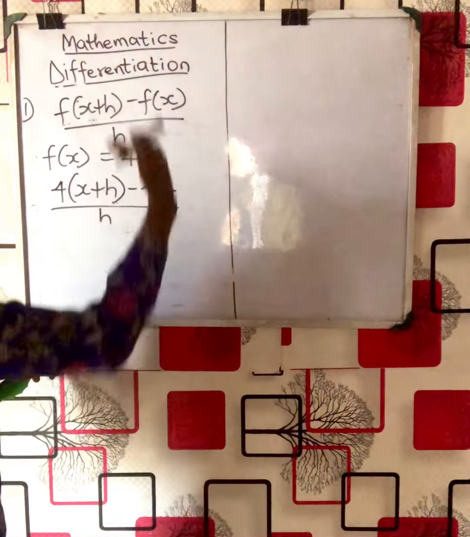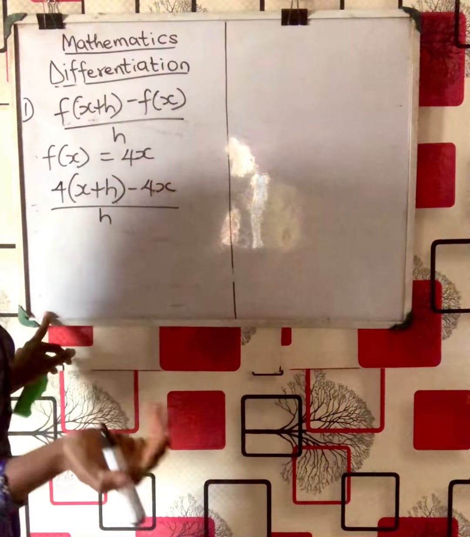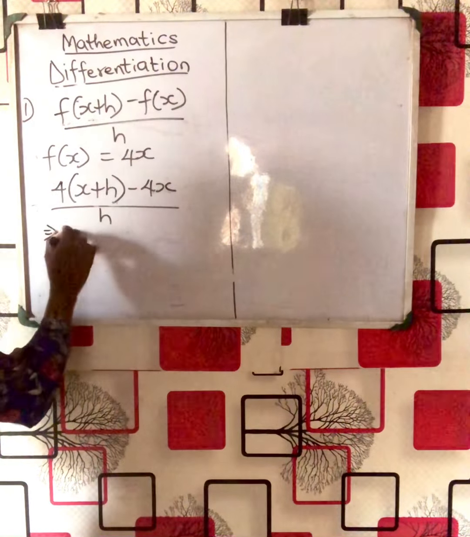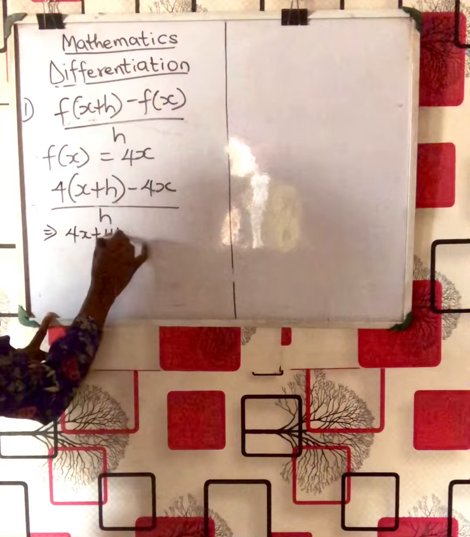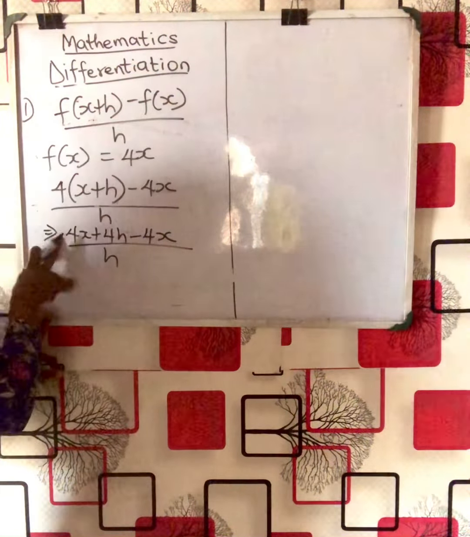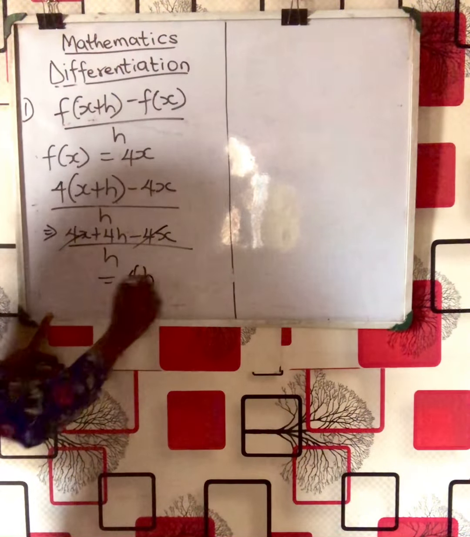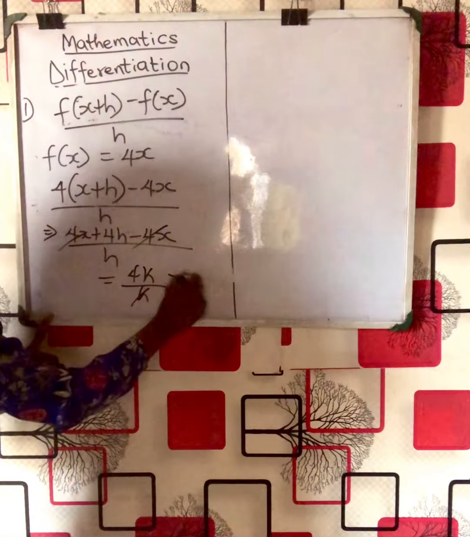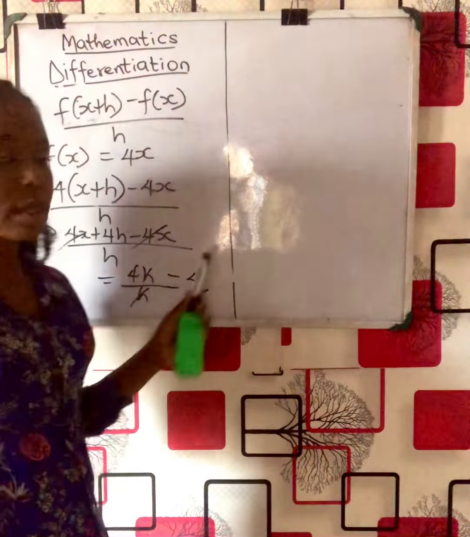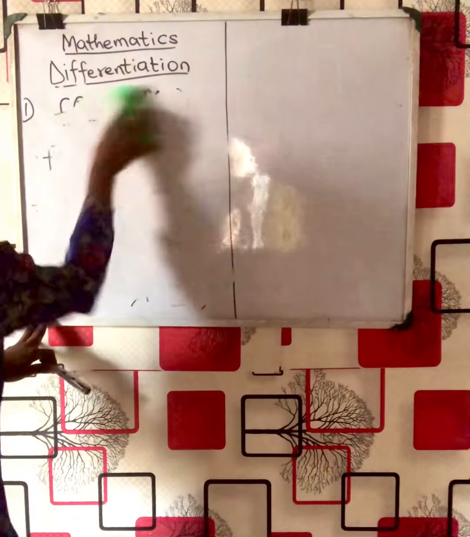You get, instead of taking the steps one by one, we are trying to shorten it and get our work done. So opening up this bracket, you have 4x plus 4h minus 4x all over h. Plus 4x minus 4x will give you 0. Then this is 4h over h giving you 4. So either you use the first one or the second one, it is still the same thing. Okay, let's take another example.